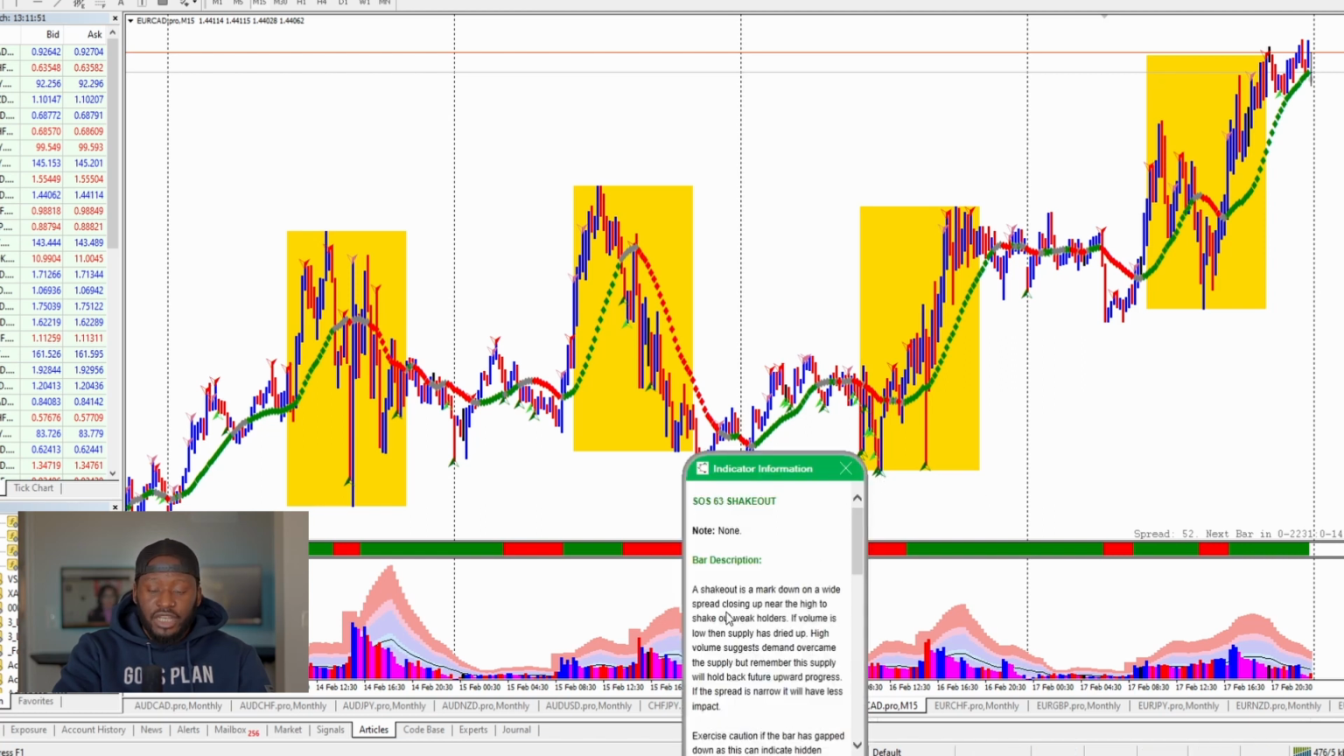As you can see, a shakeout is a mark down on a wide spread, closing up near the high, to shake out weak holders, right? And that's what I love to see, because a lot of the guys who are scared of holding the market to go up are being shaken out. These are the weak holders, because we don't want anybody selling as the market goes in our favor. We don't want people taking profits early.